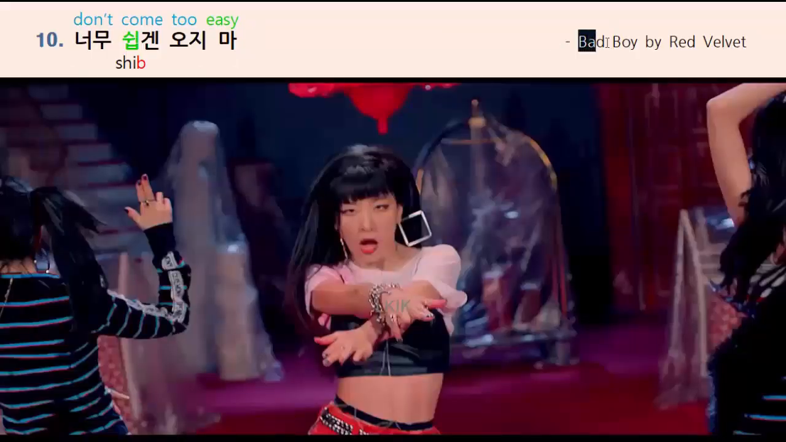Lyrics number 10 is from the song Bad Boy by Red Velvet. 너무 쉽겐 오지 마. So this is pronounced as ship. Let's watch the video first.